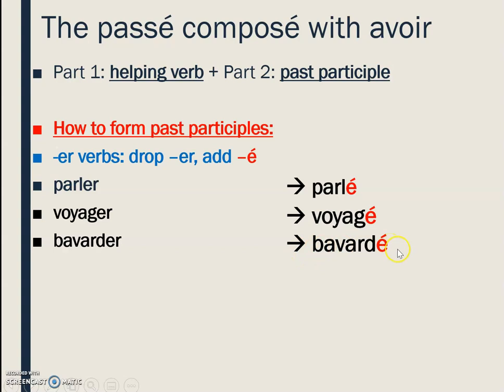In English, these past participles would sound like spoken, traveled, chatted, if that helps you think. So like I have spoken, she has traveled, we have chatted. The past participle alone is not le passé composé. Remember, it is composed of two parts, so we still need the helping verb. Let's see what it looks like all put together.